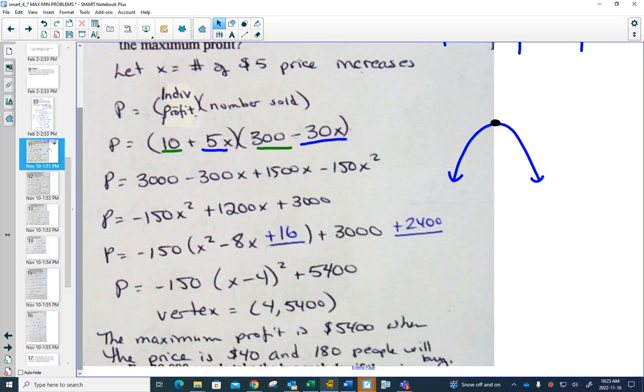So we know the maximum profit is 5,400. There needs to be 4 times that you increase the price by $5. So that means you'd be selling them for $40 now. And only 180 people will buy. So kind of cool questions because they're actually seeing what's the difference, right?